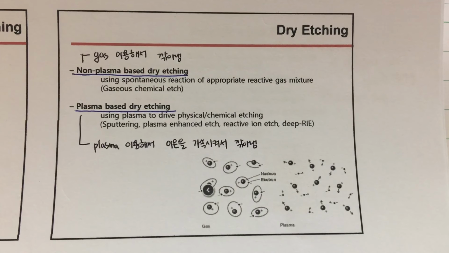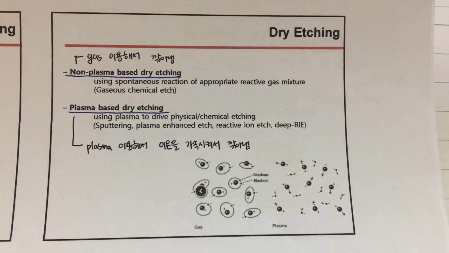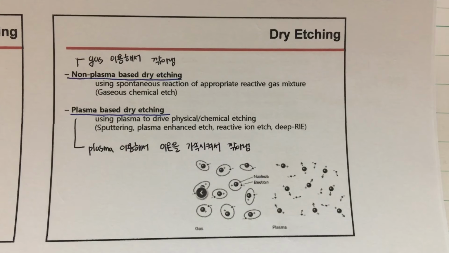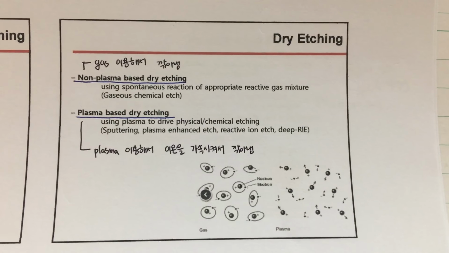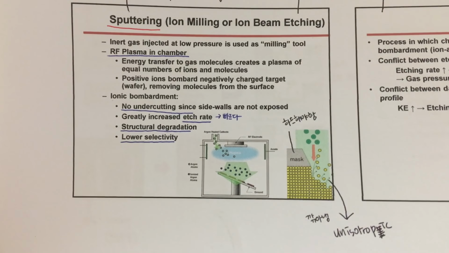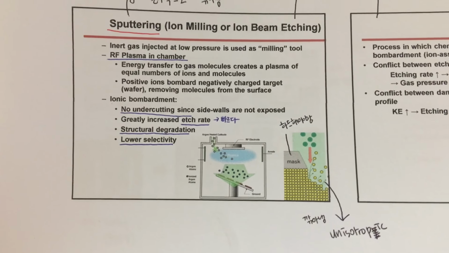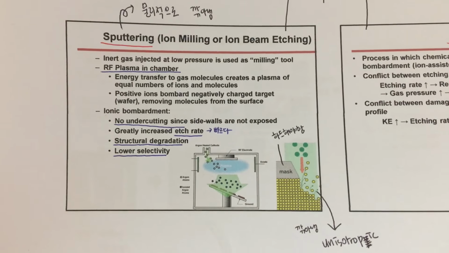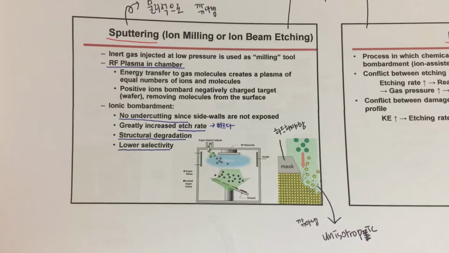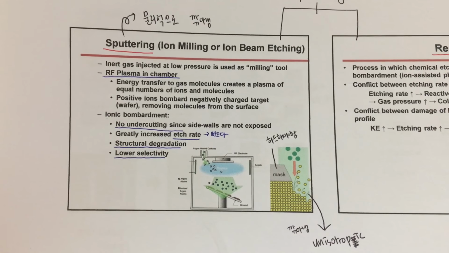Non-plasma-based dry etching uses spontaneous reaction of an appropriate reactive gas mixture, and plasma-based dry etching uses plasma to drive physical or chemical etching. Sputtering is used to etch the target. Sputter etching is chosen in cases where a high degree of etching anisotropy is needed and selectivity is not a concern. One major drawback of this technique is wafer damage.